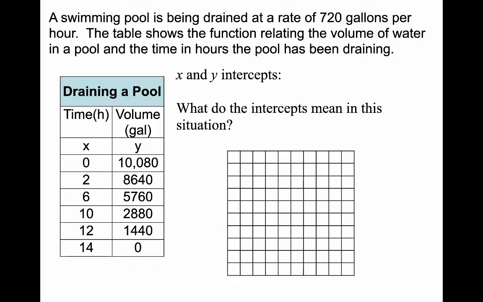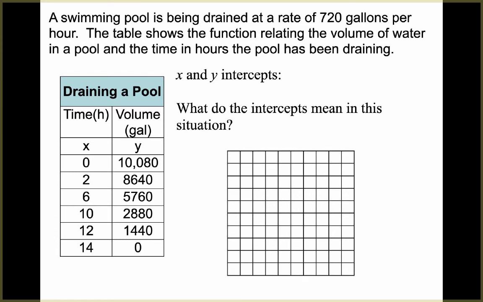All right, a swimming pool is being drained at a rate of 720 gallons per hour. The table shows the function relating the volume of water in a pool and the time in hours the pool has been draining. So we want to look for our x and y intercepts from our table, and it asks, what do the intercepts mean in this situation? When you look at our table, you notice that the x is in the left column and y is in the right column.